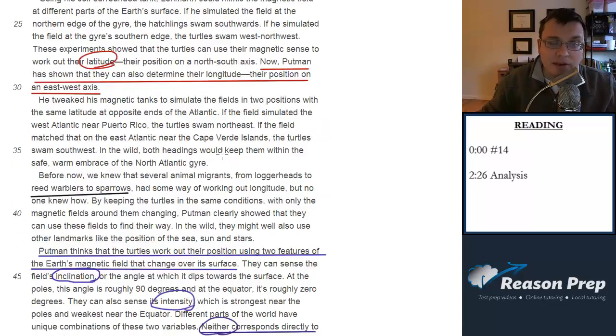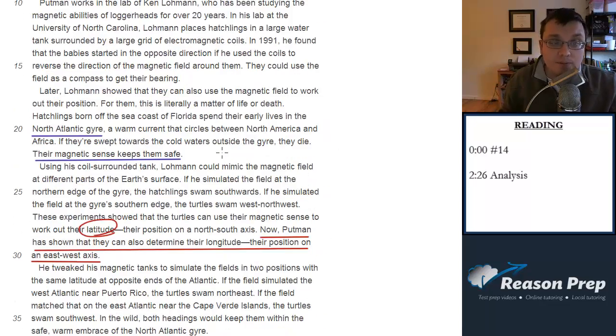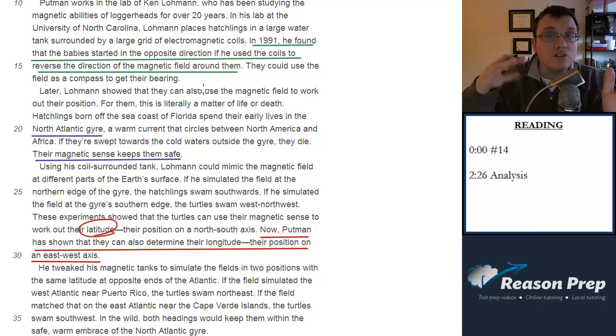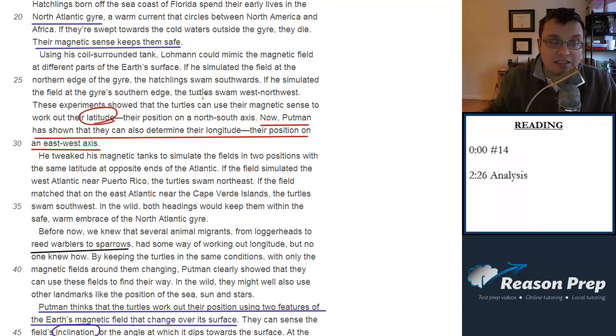A couple pieces of information from the text we need. First, in 1991, he found that the baby started in the opposite direction if he used the coils to reverse the direction of the magnetic field around them. So if you reverse the field, they'll move in the direction opposite the direction they were moving in the first place. What about this East Atlantic thing? So if the field matched that on the East Atlantic near the Cape Verde Islands, the turtles swam southwest.